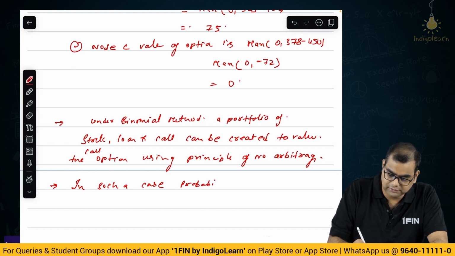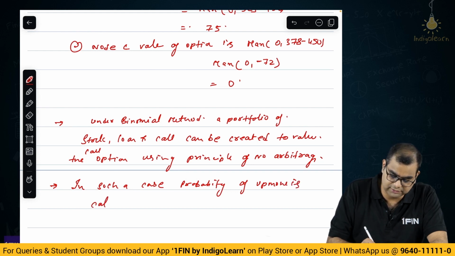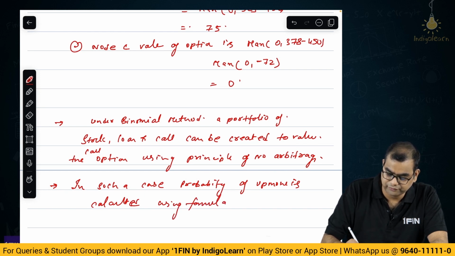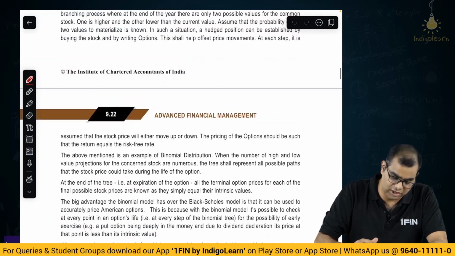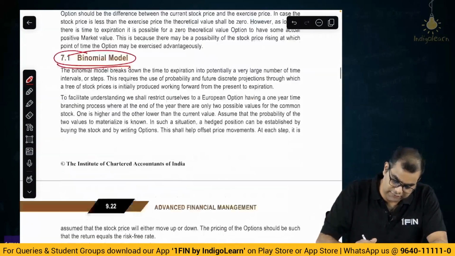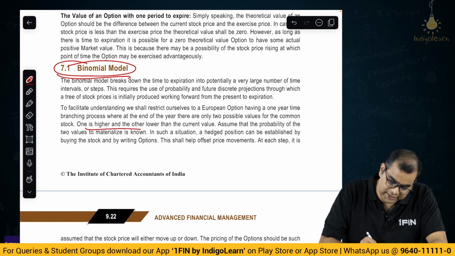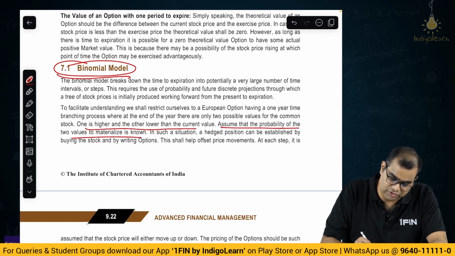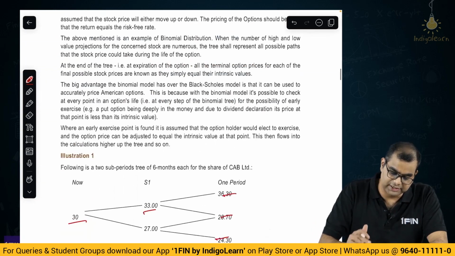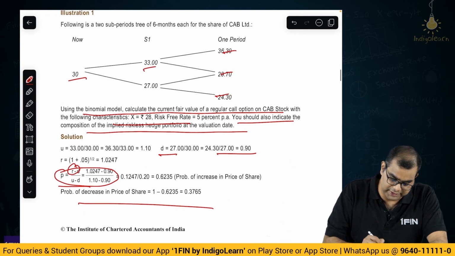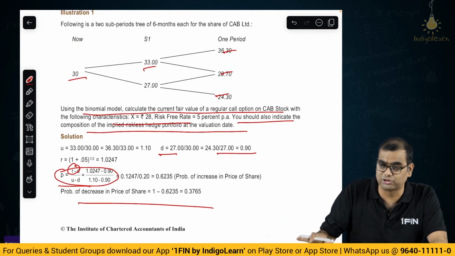the probability of an up move is calculated using the formula P is equal to e power RT minus D by U minus D. Now this is not my invention, this is exactly what ICAI has solved in a binomial model question, where they have said one is higher, other is lower. Assume that the probability of the two values materializing is known. In such a situation, a hedge position can be established by buying the stock and writing options. So they say the binomial model also has this particular probability, and probability can be found out. It is not my invention, I will show you from books also.